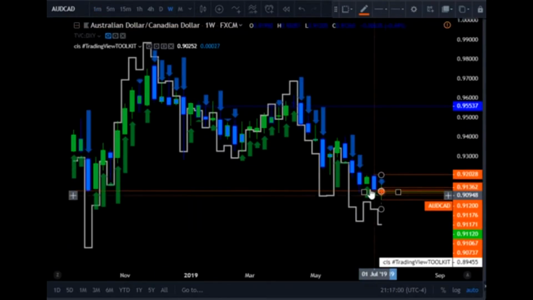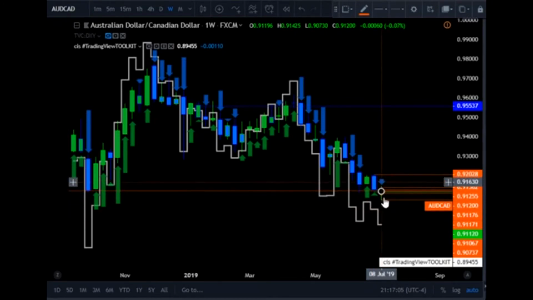And you can see that we're in this market making candle where we're bouncing back and forth between very weak buy sell conditions on this, and I'm looking for the daily to pull us all the way up to this 92 level again on this Australian dollar, Canadian dollar.